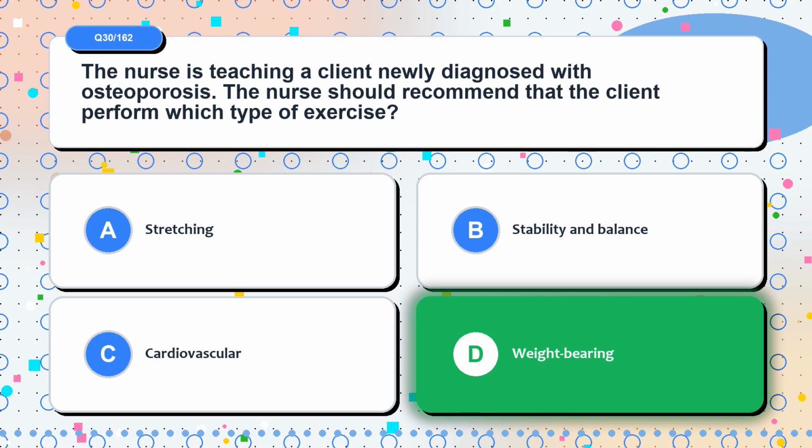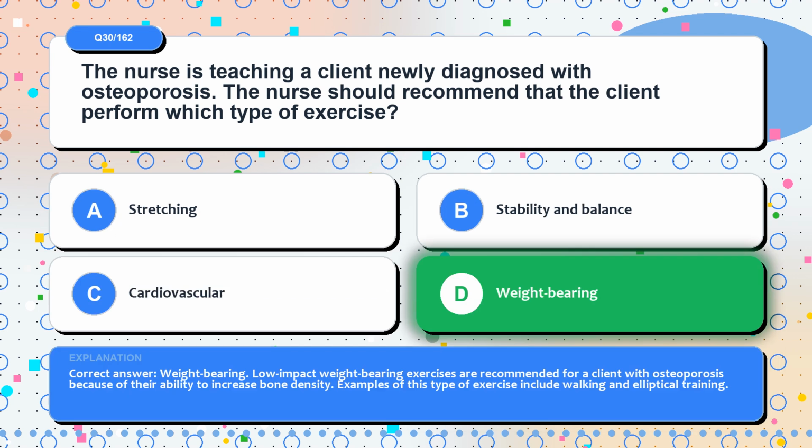The correct answer is option D. Weight bearing. Low-impact weight-bearing exercises are recommended for a client with osteoporosis because of their ability to increase bone density. Examples of this type of exercise include walking and elliptical training.